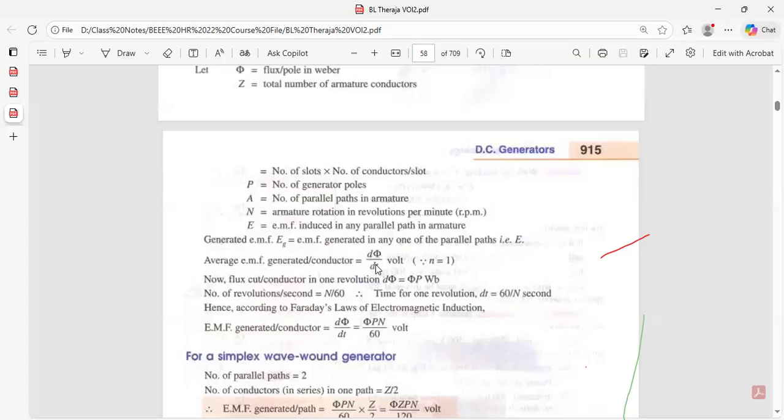Now what is T? Within a period of T. So here I am substituting phi P by T. Write down in your notes. In the numerator you write phi P. In the denominator you write T. Write down T.